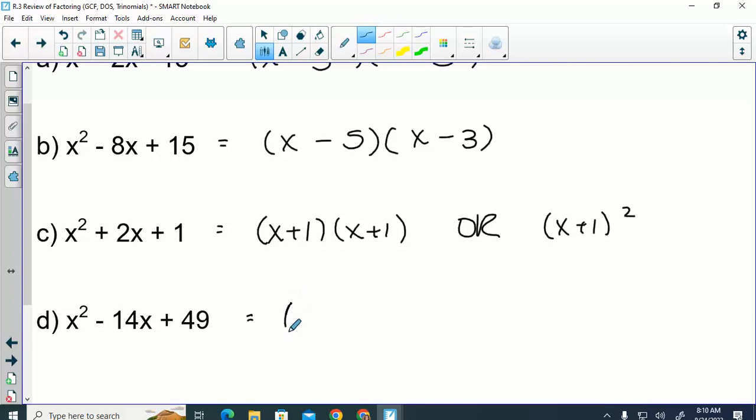And D, multiply to 49 and add to negative 14. Or you could write x minus 7 squared.